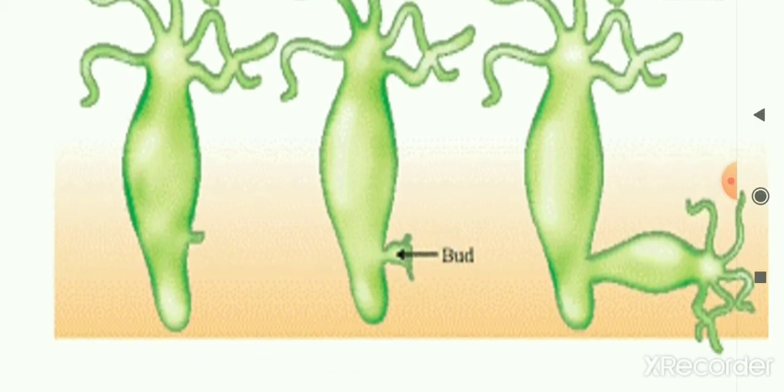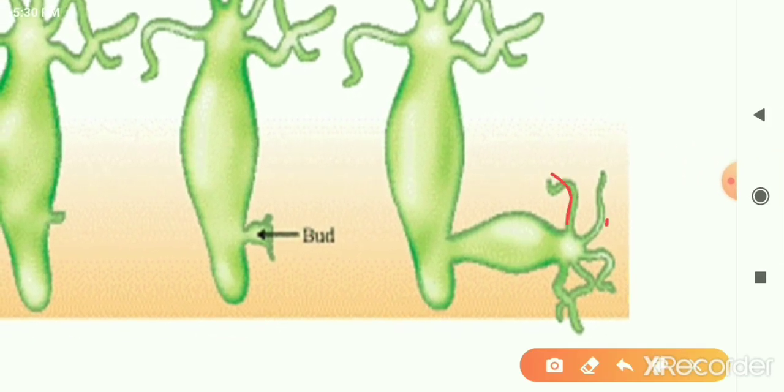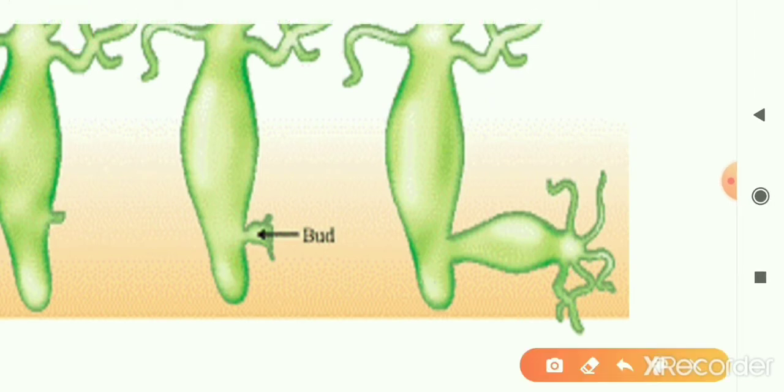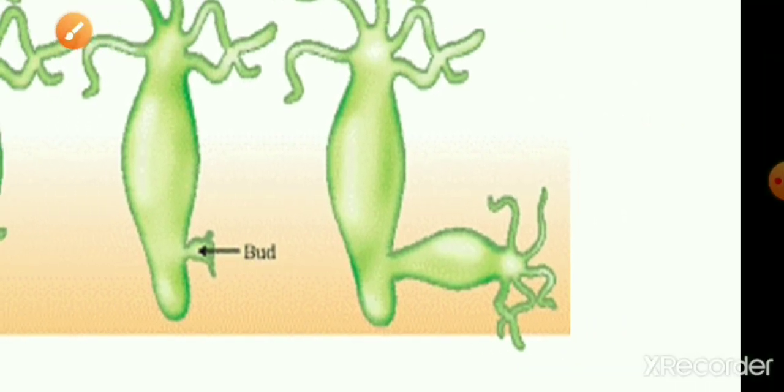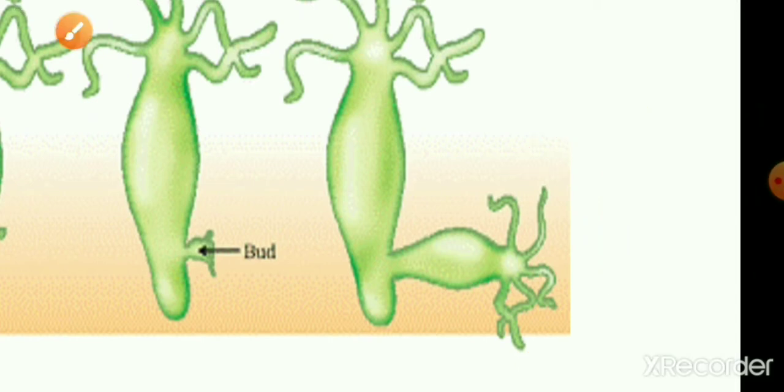Once the bud has developed into a complete individual, like in the case of hydra, tentacles and other body parts are formed, the mouth is formed, the cavity inside is formed. And once the bud is totally formed and becomes nutritionally independent, meaning it can lead its own life, it gets detached from the parent body and leads an independent life. So this is how hydra multiplies by the process of budding.